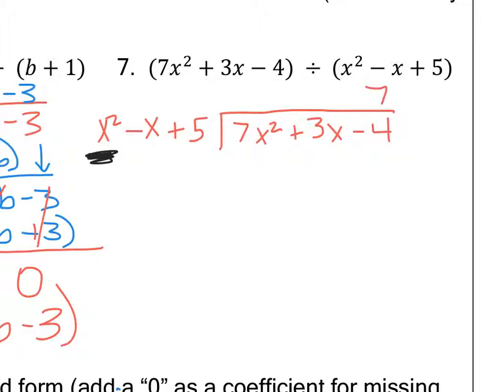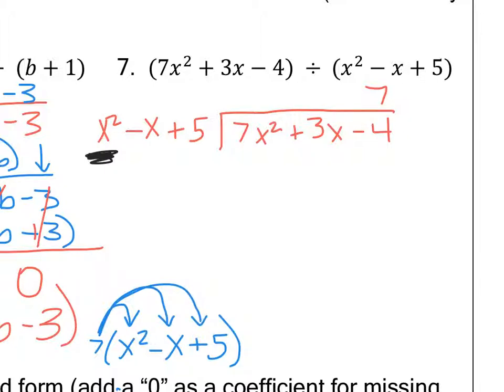So I'm going to put it way over there on the side, and my next step, I'm going to write it here at the bottom, is going to be to multiply this 7 times this whole thing here. So writing it down here, we're going to have 7 times x squared minus x plus 5. This will actually end up being a triple rainbow. 7 times x squared, 7 times negative x, 7 times positive 5. And that's going to come out to 7x squared minus 7x plus 35.